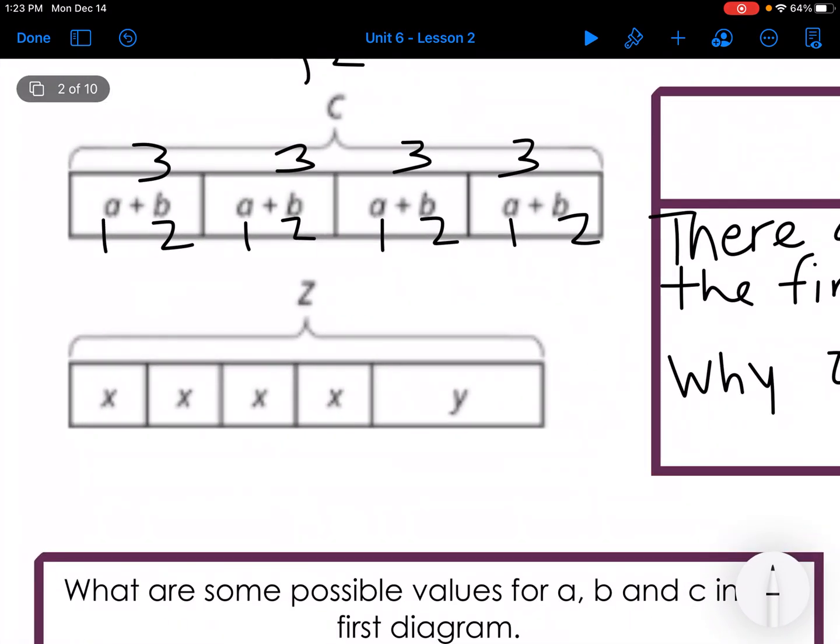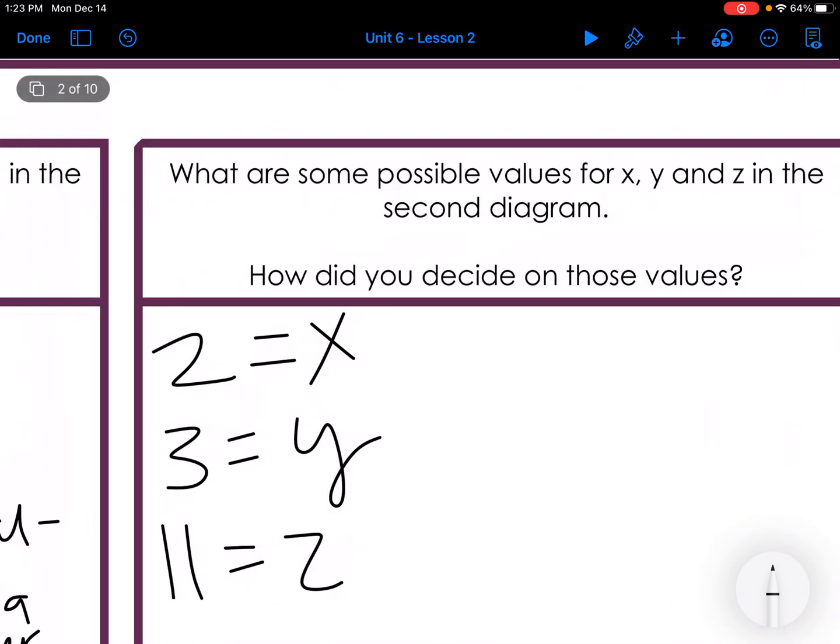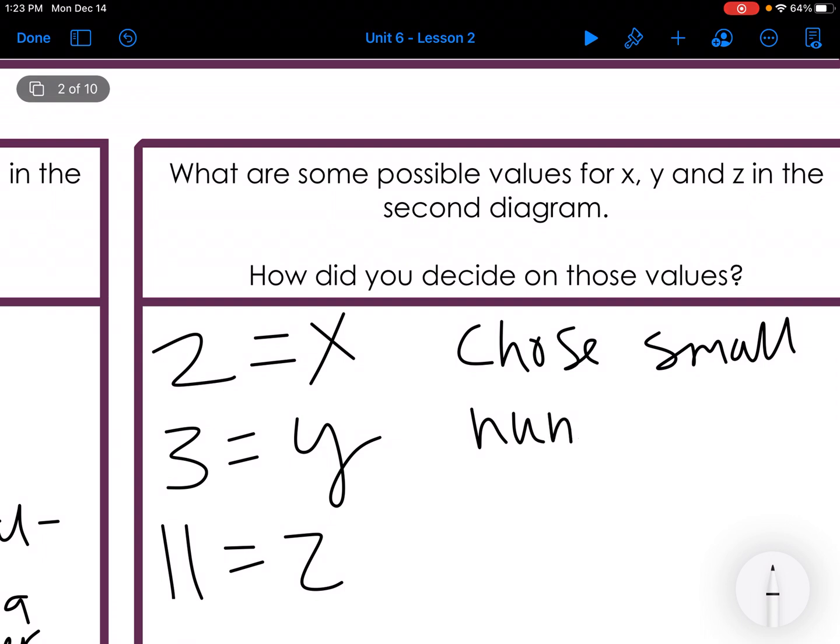Okay, so possible values for X and Y, and then Z. So I'm going to stick with that same strategy. I'm going to go 2, 2, 2, 2. I'm going to make that 3. So that's 8, 9, 10, 11. So that means 2 is equal to X, 3 is equal to Y, and 11 is equal to Z. How did I decide on those values? I chose small numbers and replaced my values.